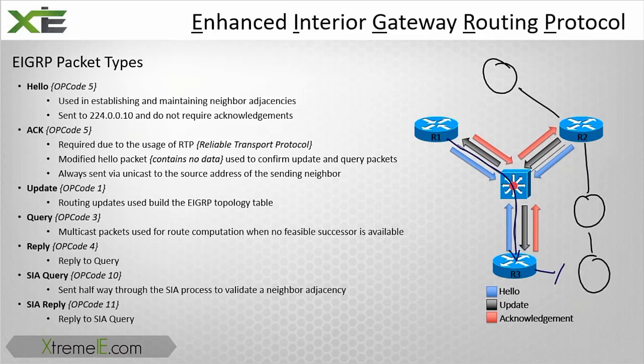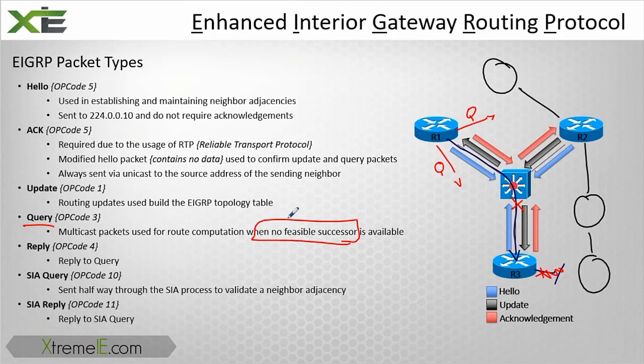Now, something happens where either this link goes away, or this link goes away. Bottom line is that router 1 has lost reachability to this LAN segment here. He no longer has it. What he's going to do is he's going to send out a query packet, and this query packet is going to be a multicast query packet that says, hey everybody, listen, I had this network, I had this successor, and now I've lost it. This only happens if we do not have a feasible successor.